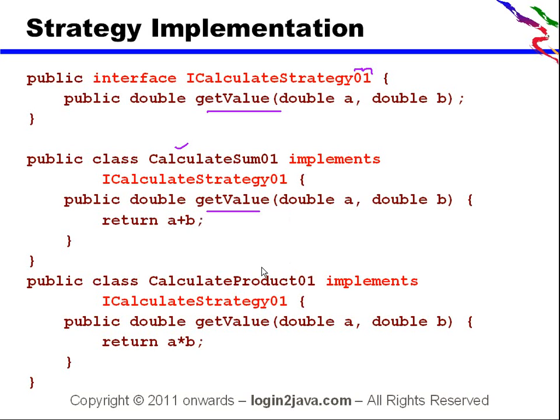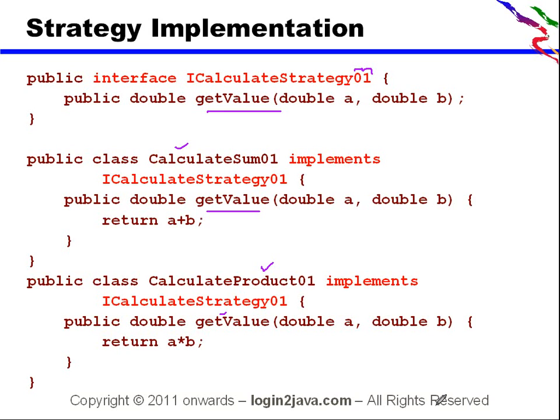Similarly, another strategy, CalculateProduct01, implements ICalculateStrategy01, and again implements the same method, getValue, which is returning a into b. So we are having one interface, two classes, and you can easily imagine how we can use it.